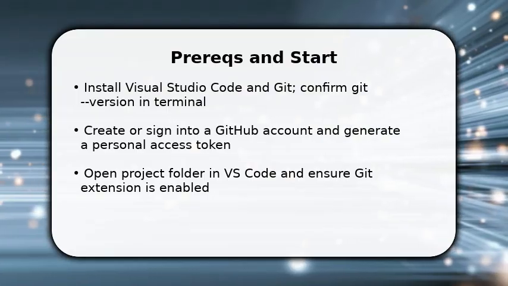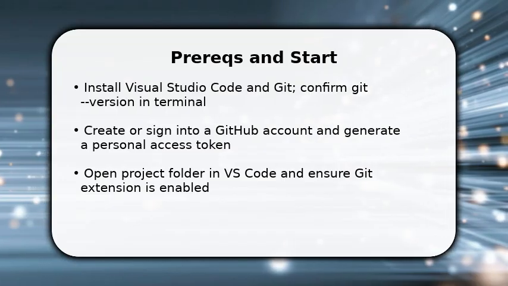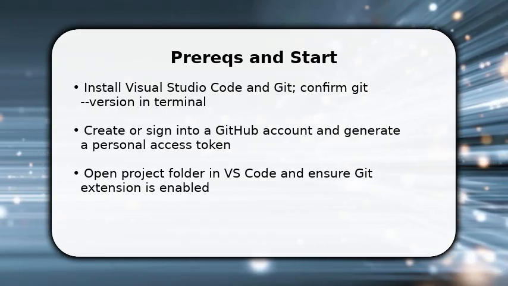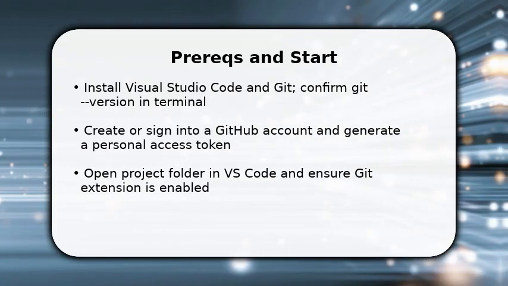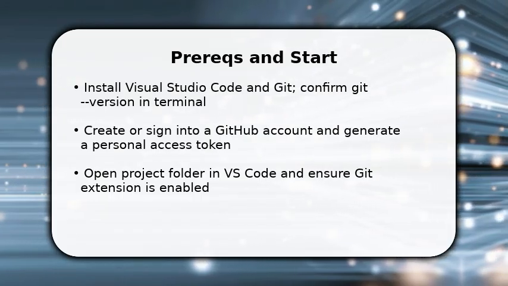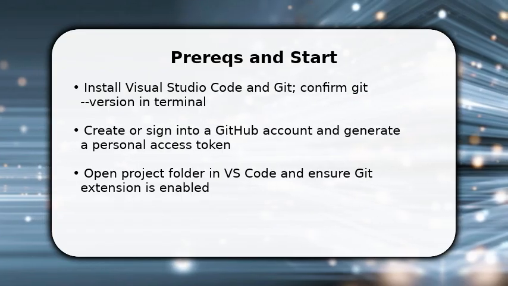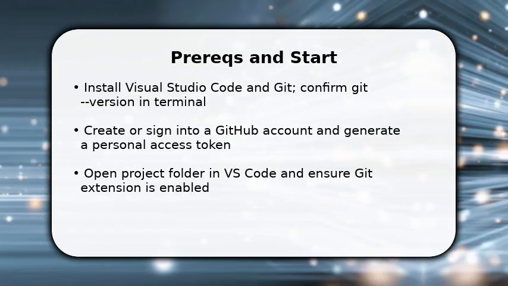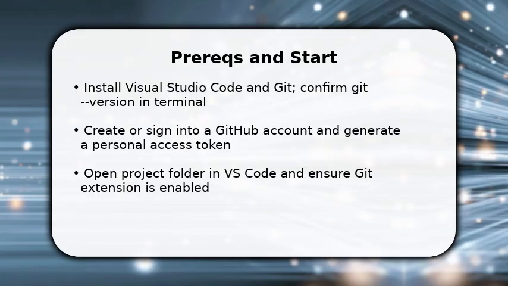You'll begin by confirming the essentials: VS Code, Git, and a GitHub account. Open your project in VS Code and check the built-in source control panel. Next, generate a GitHub personal access token with repo permissions. This replaces a password for secure authentication.